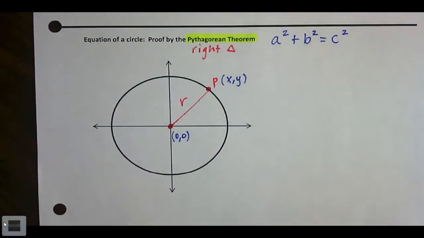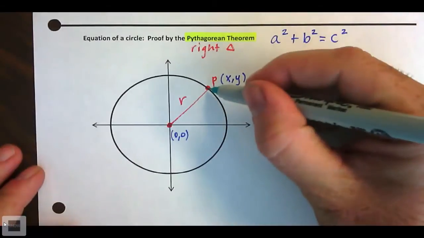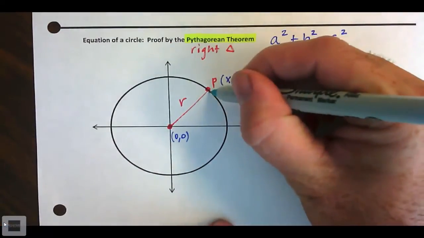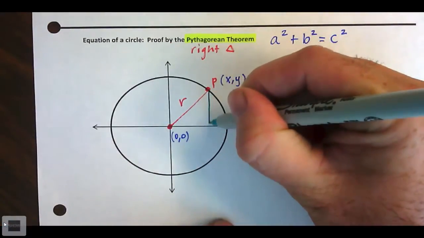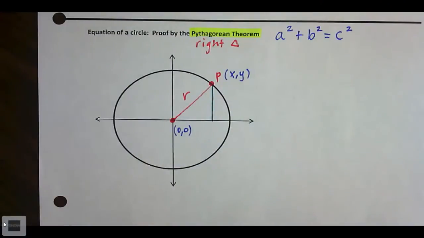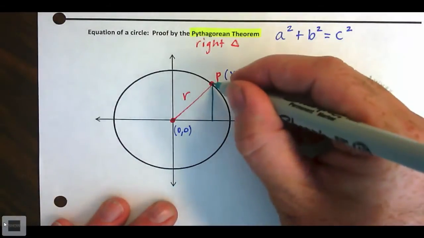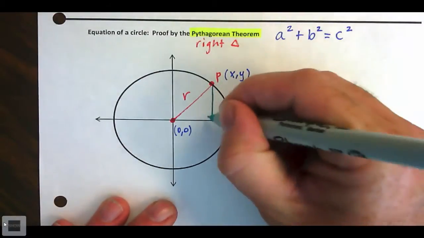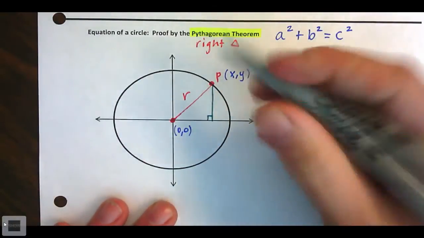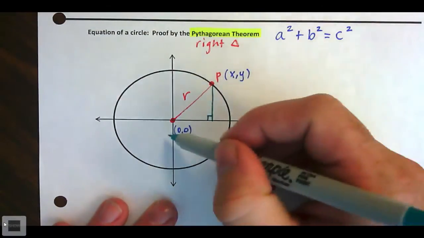Since we're talking about the Pythagorean theorem, we want to turn this into a right triangle. What I'm going to do is take that point on the circle and drop a line straight down to the x-axis. You're going to be using right triangle trigonometry in your next class, but here's a little preview for something you're going to see later on down the road. When I drop that line straight down, that creates a right angle. Now we have a right triangle.